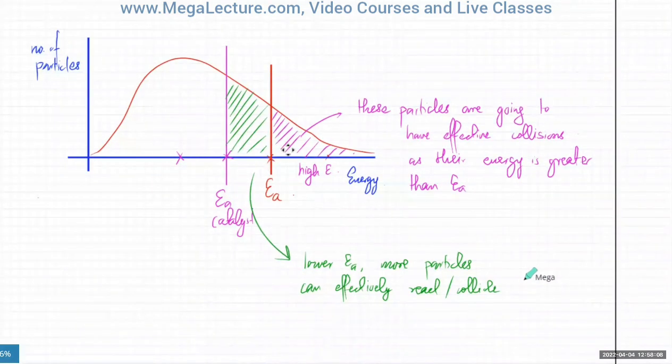After this point, or below this point, the particles will not be able to react effectively because their energies would be very low. For example, these particles will not be able to react or collide because their molecular energies or kinetic energy is very, very low. But these particles at the high energy side would be able to react because they've got very high energy. If you lower the activation energy, more particles can effectively react because you've reduced the minimum energy that is needed to start the reaction. So I think that's all there is.